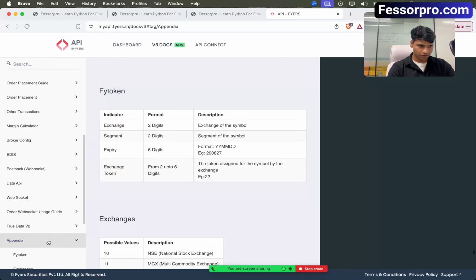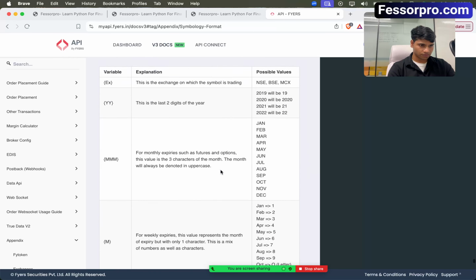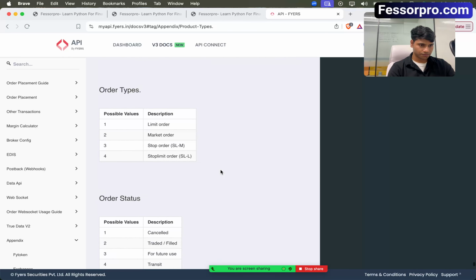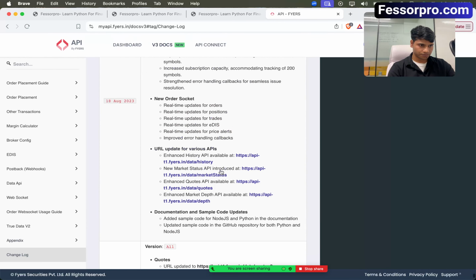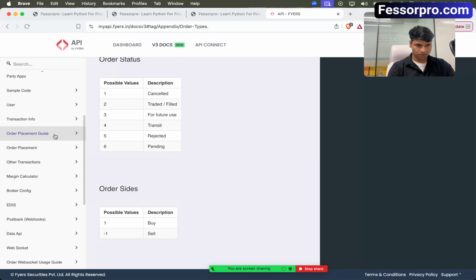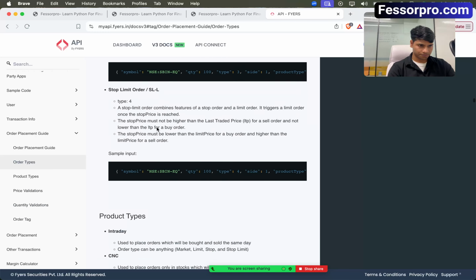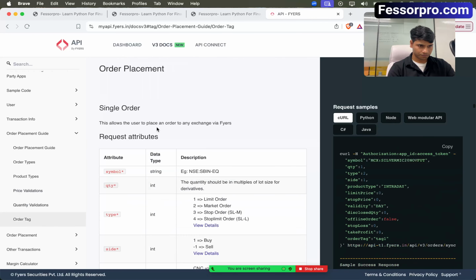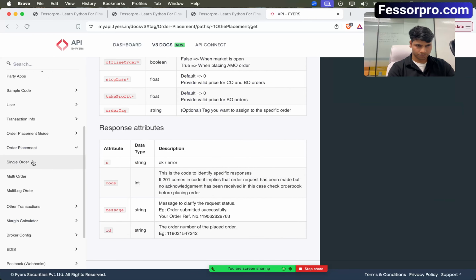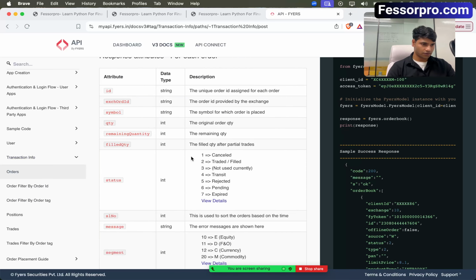Let me see if I find anything anywhere. If I scroll down, if I go to appendix, I don't have anything much, but yeah, it's fine. I might find something here. Okay, I don't know where you can find more information, but these are the different stages of the order.